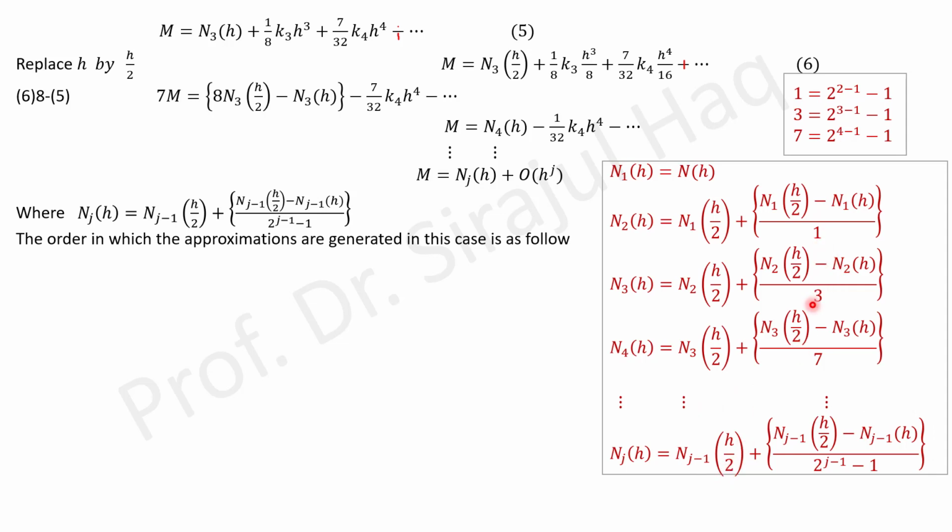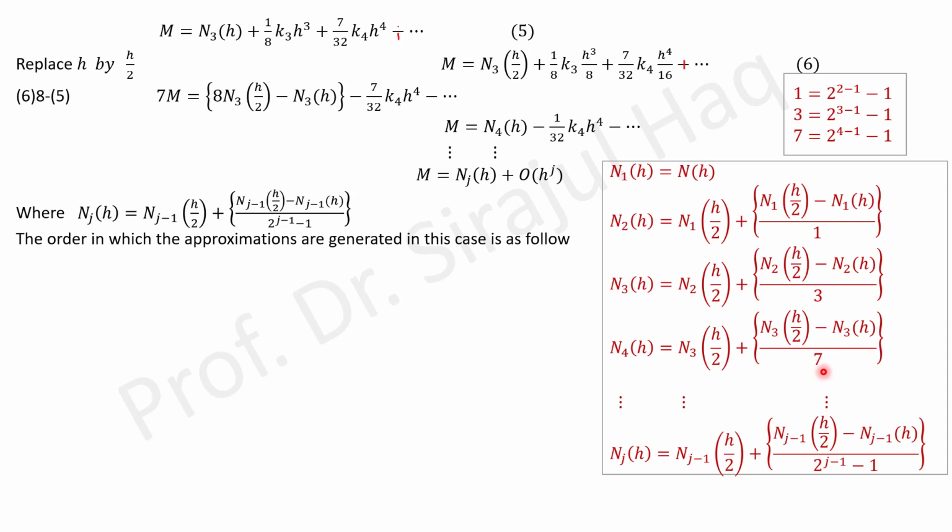There is 1, 3, 7. So I can write 1 as 2 raised to the power 2 minus 1. I want to link this with this number. So 2 raised to the power 1 minus 1, 2 minus 1 is equal to 1. So you can see this one. Similarly, I've come to 3. So I can write 3 is equal to 2 raised to the power 3 minus 1 minus 1. So this becomes 2 raised to the power 2, which is 4, 4 minus 1 is equal to 3.